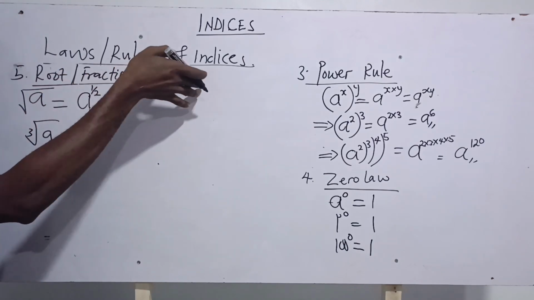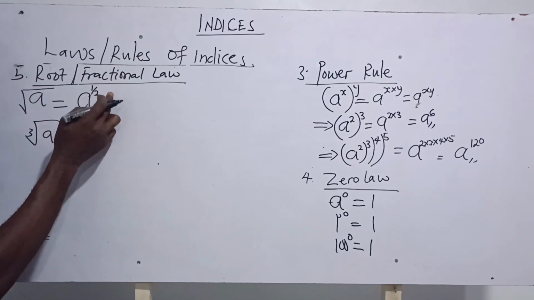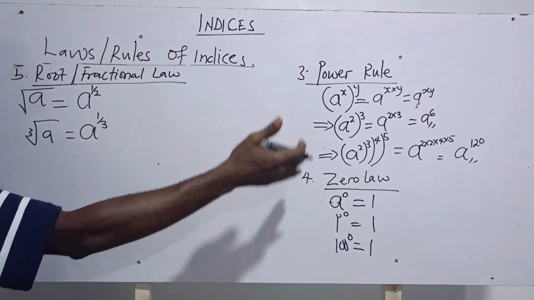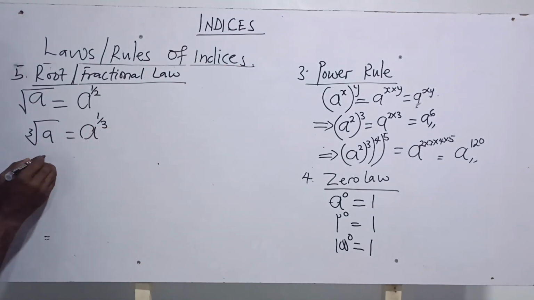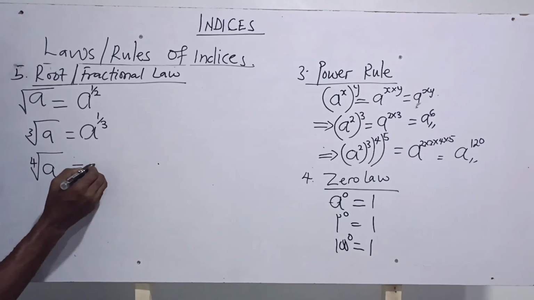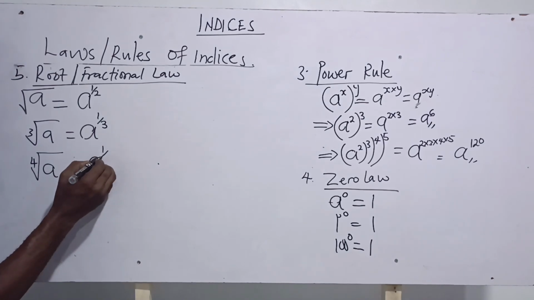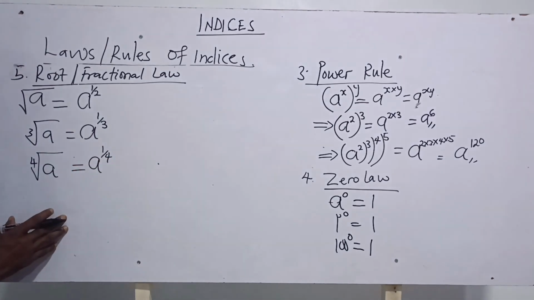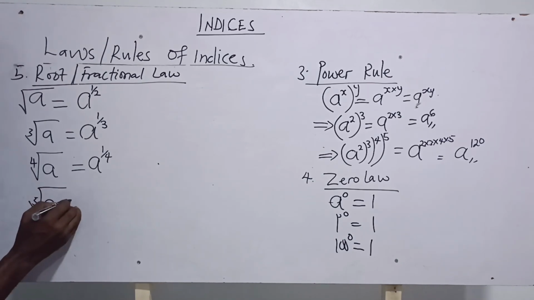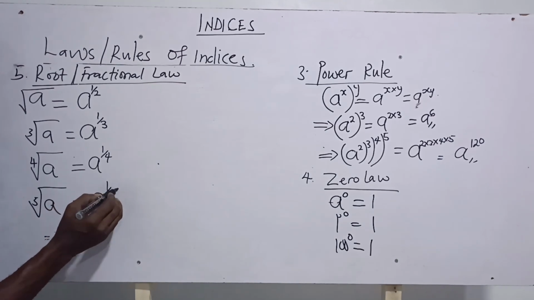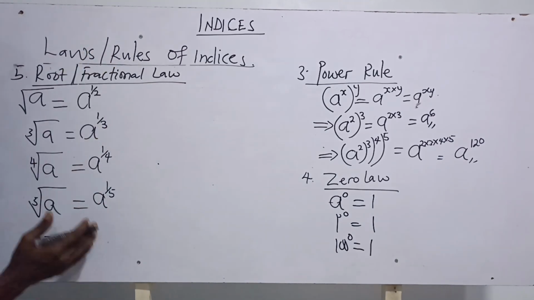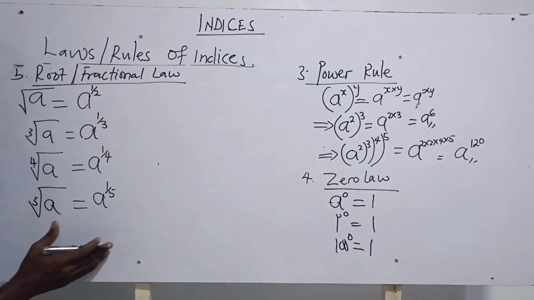So that's why I call it fractional law. You can see that this power is in the form of a fraction. It's different from x and y, 2, 5 and all that. So if it is the fourth root of a, it simply means a raised to power 1 all over 4. Also, the fifth root can be expressed as a raised to power 1 all over 5, and so on. So they are roots and they are also a form of fraction.